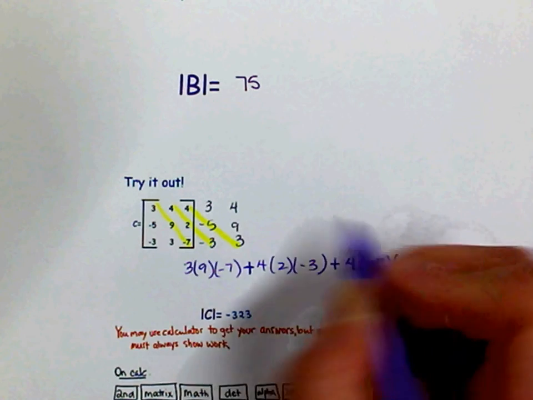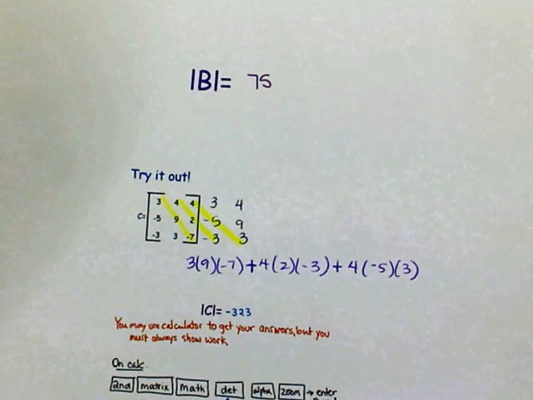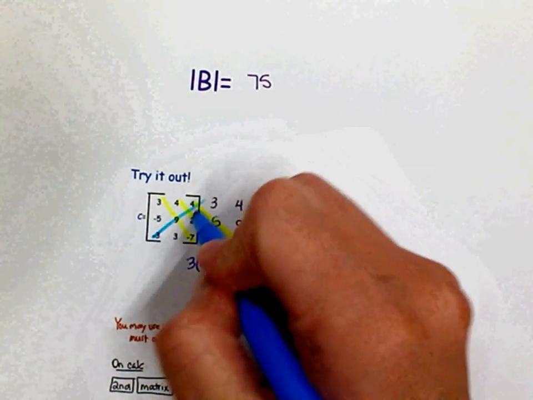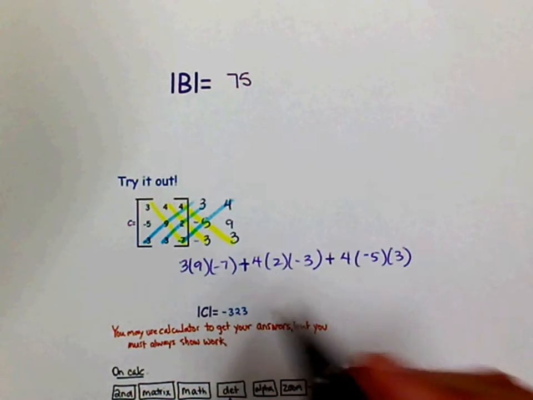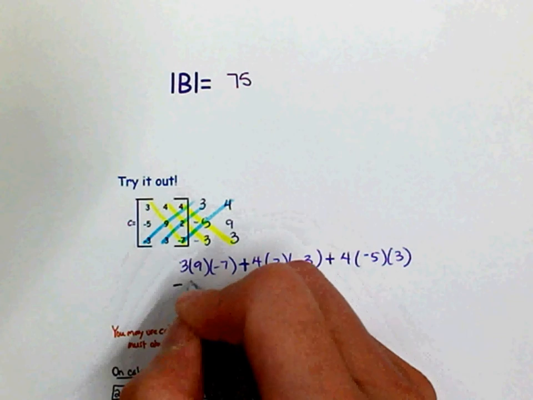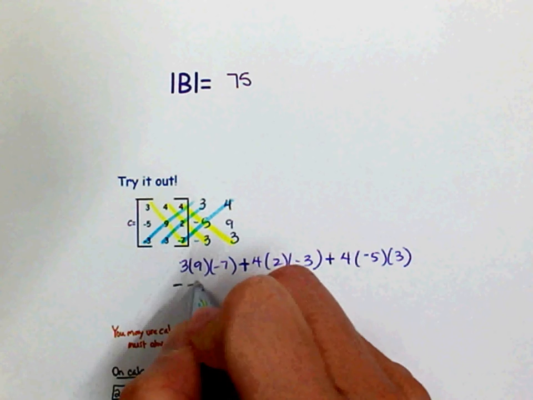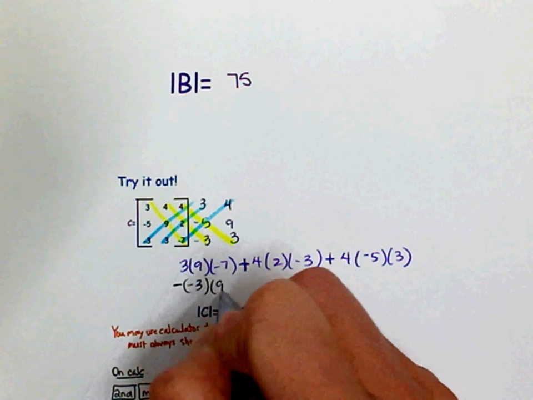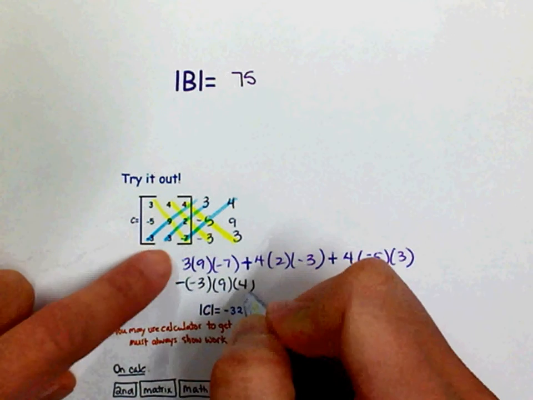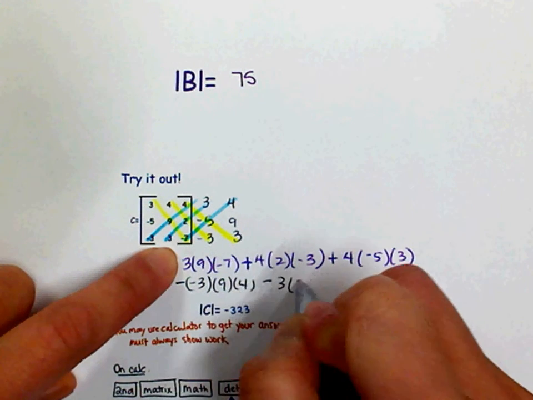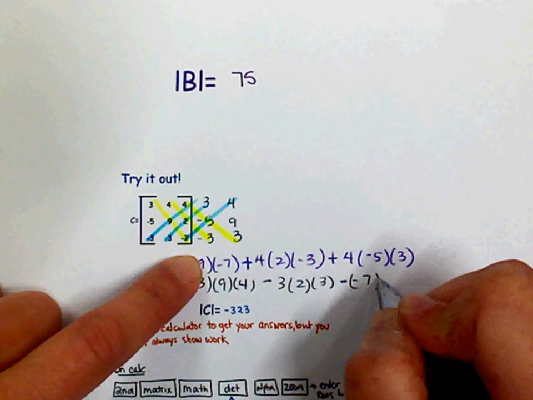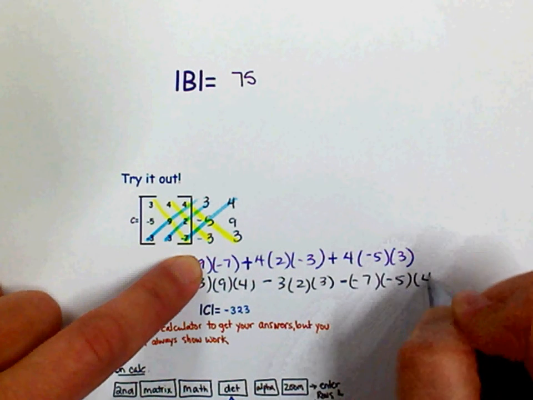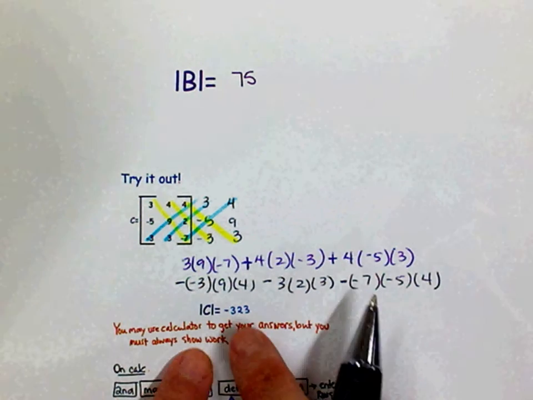Now we're going straight up. Everybody be looking on your belly. Shouldn't take long, guys. Minus, what is that, negative 3? Negative 3 times 9 times 4. Notice I put my hand there. Minus 3 times 2 times 3 minus negative 7 times negative 5 times 4. And when you type it all at the end, you should get negative 323.